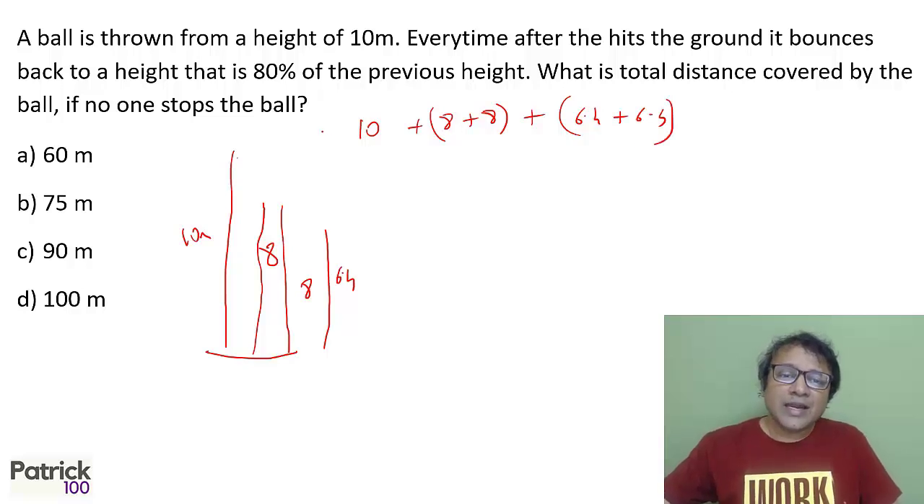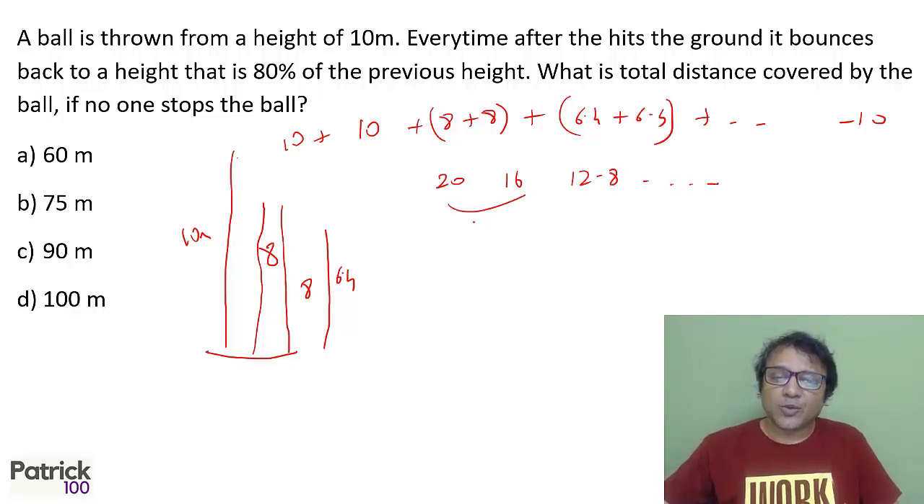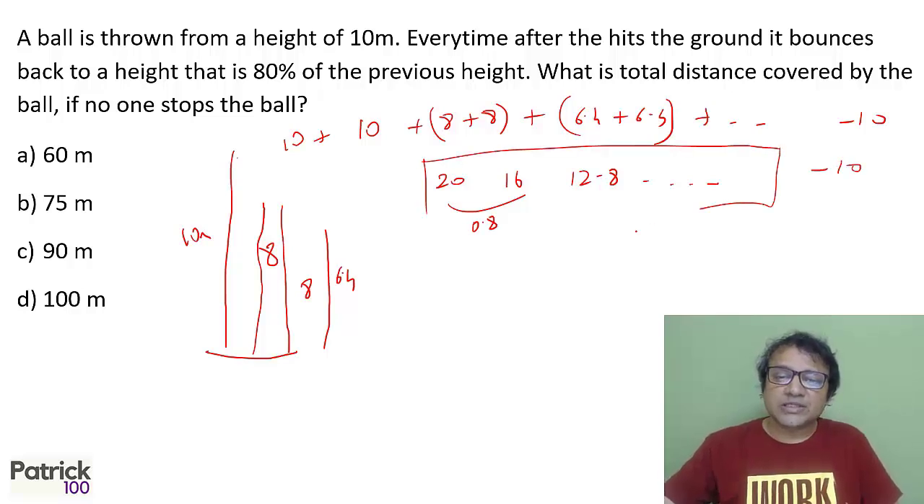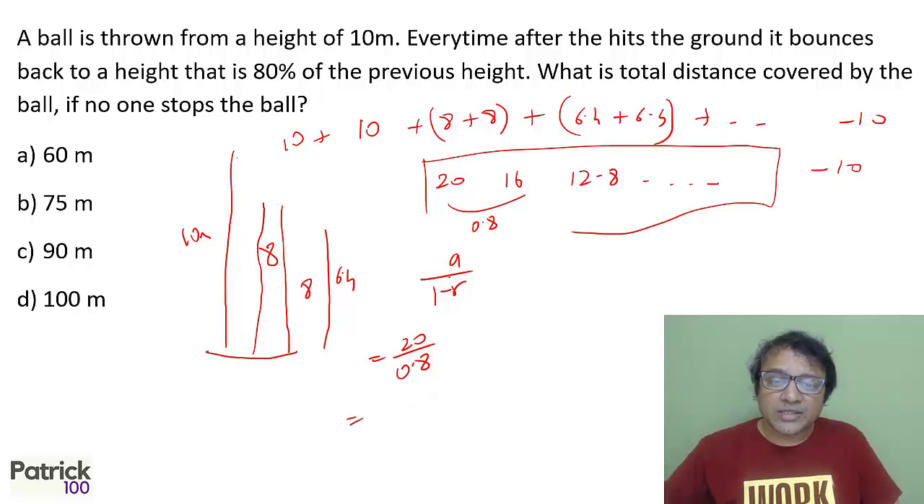Right? So if I add 10 out here first and then subtract 10, you get a geometric progression of 20, 16, 12.8 and so on, where the common ratio is 80%, 0.8, minus 10. So what is the sum of a GP? Sum of an infinite GP is A upon 1 minus R, which is 20 upon 1 minus 0.8, so 20 upon 0.2, which will give you 100. But you have to subtract 10 at the end, so minus 10, which will give you 90 as the answer.